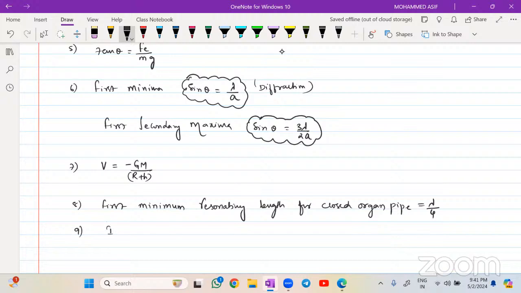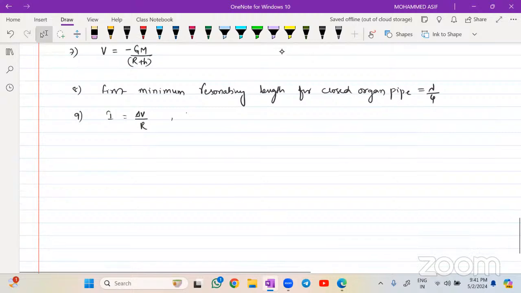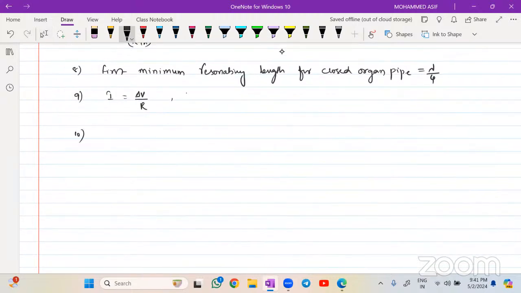Same way, current. Current is equal to delta V divided by R. Direct formula based questions. बहुत बार पूछ चुका है बेटा. Clear? Heat का formula भी इसके अंदर. और एक 10th formula लिख रहा हूँ मैं. Heat produced in the wire: H is equal to I square R into T.